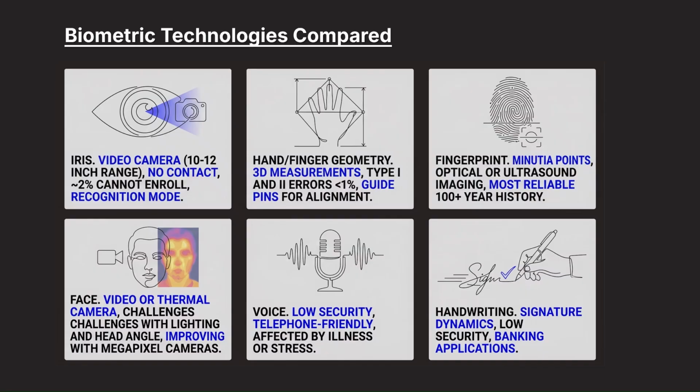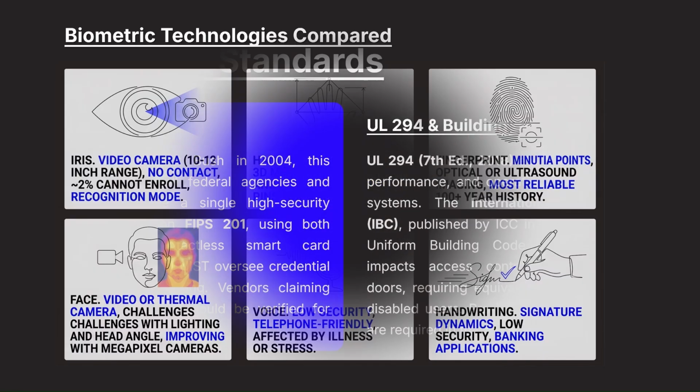Iris recognition provides very high accuracy but requires close-range scanning. Hand geometry is simple and reliable but less precise. Fingerprint systems are widely used and cost-effective, though quality depends on environmental factors. Facial recognition, including thermal imaging, is advancing rapidly, while voice recognition and signature dynamics are more suited for lower security or specialized applications. Selecting the right biometric depends on the required security level and operational context.